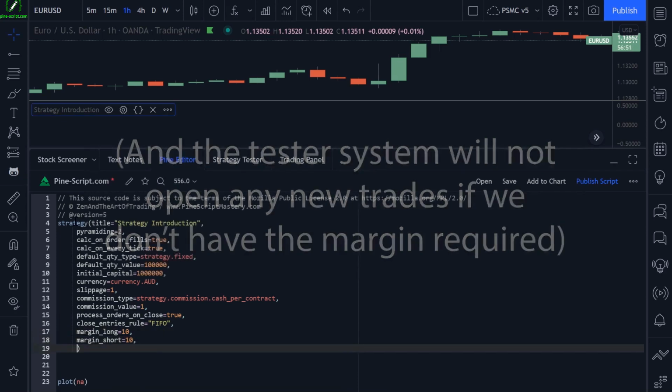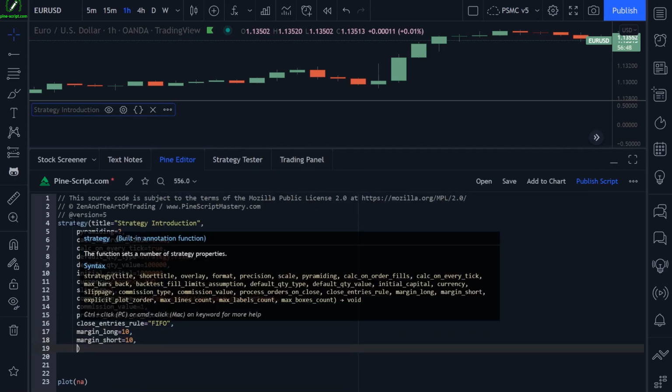Next up, the final parameters there are also parameters that apply to indicator functions. Explicit plot Z order changes the order of your plots. Max lines count is the maximum amount of lines you can have. Max labels is how many labels you can have. And max boxes is how many boxes you can have. All three of those are set to 50 by default, and the maximum value for those maximum lines, labels, and boxes is 500, I believe.